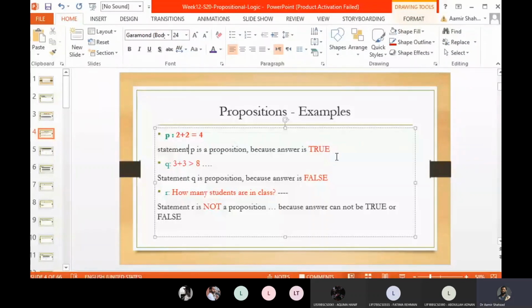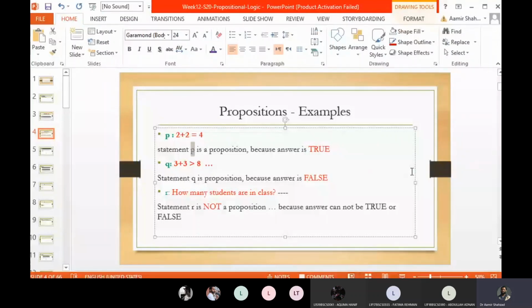So, similarly, next statement is Q. Q is 3 plus 3 is greater than 8. Statement ये false है. This statement is false. Yeah, but we can answer it in terms of true or false. So this statement is also a proposition. So this is a false proposition.